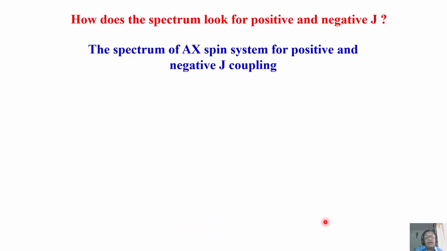That's fine. Now, how does the spectrum look for a positive or negative sign of the coupling? As I said, 1JCH is positive and 2JCH is negative. Suppose I take a spectrum. In one case, the sign is positive. In the other case, the sign is negative. How does the spectrum look?